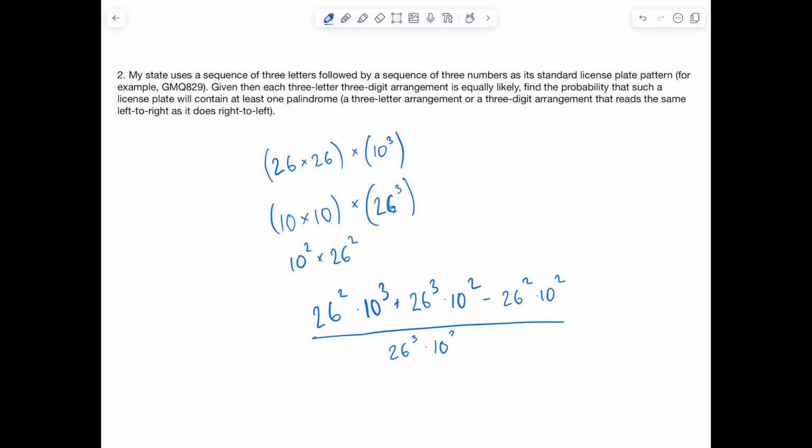times 10 cubed. So what we can do is take out 10 squared times 26 squared in common, leaving us with 10 plus 26 minus 1 over 10 times 26, which is just 260, which simplifies to 35 over 260, which is just 7 over 52. And that's it.